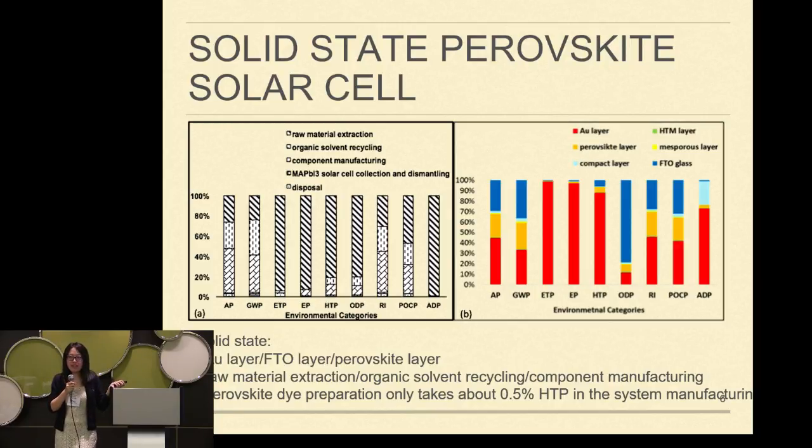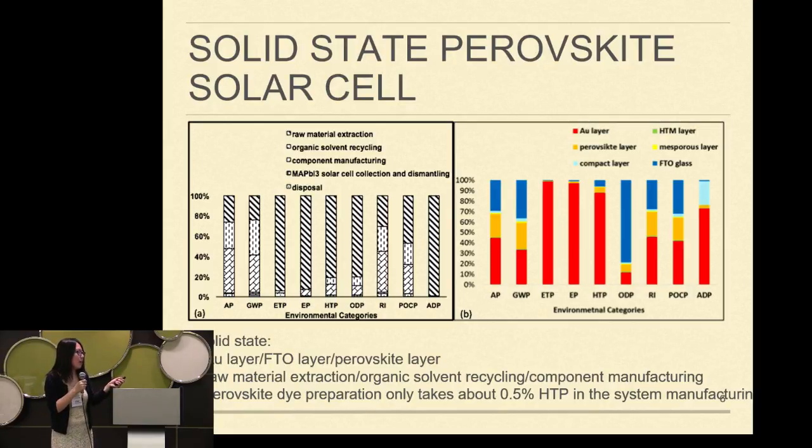This is a very surprising result, because initially we thought it was because of the lead and the tin used in the perovskite layer, which have a large environmental impact. And the LCA result turns out it's not because of the lead, it's because of the organic solvents used in the perovskite layer. What is the reason behind it? Because we only use a very small amount of perovskite dye in the procedure to fabricate the solar cell, but we use a lot of organic solvents to clean and to dissolve the other chemicals. So that's the rationale behind it.